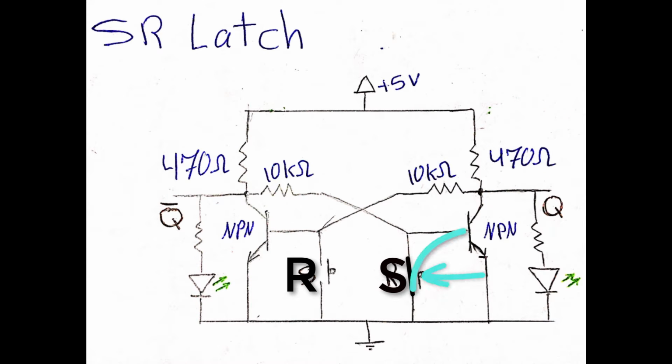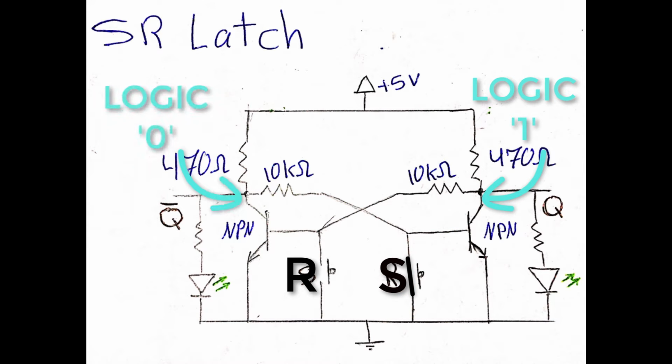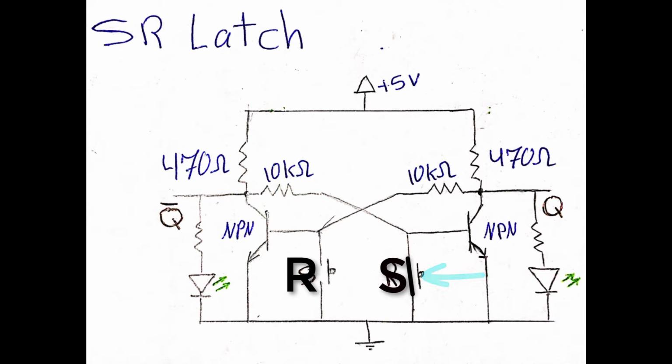Pressing on the set button will return us to the first state, where we have logic 1 at the Q terminal and the opposite at the Q complement terminal. Remember that at this point, pressing again on the set button will do nothing, because the right hand side transistor is already driven to ground.